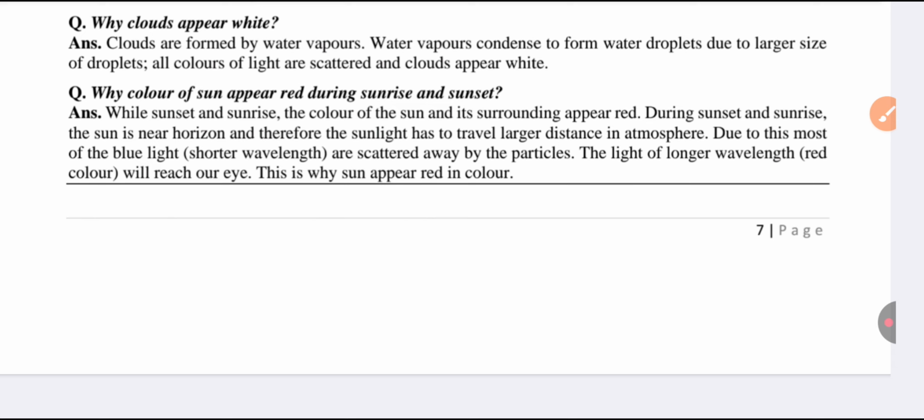Why does the sun appear red during sunrise and sunset? While sunset and sunrise, the color of the sun and its surroundings appear red. During sunset and sunrise, the sun is near the horizon and therefore the sunlight has to travel a larger distance in the atmosphere. Due to this, most of the blue light is scattered away by the particles. The light of longer wavelength, that is red color, will reach our eyes. This is why the sun appears red in color.